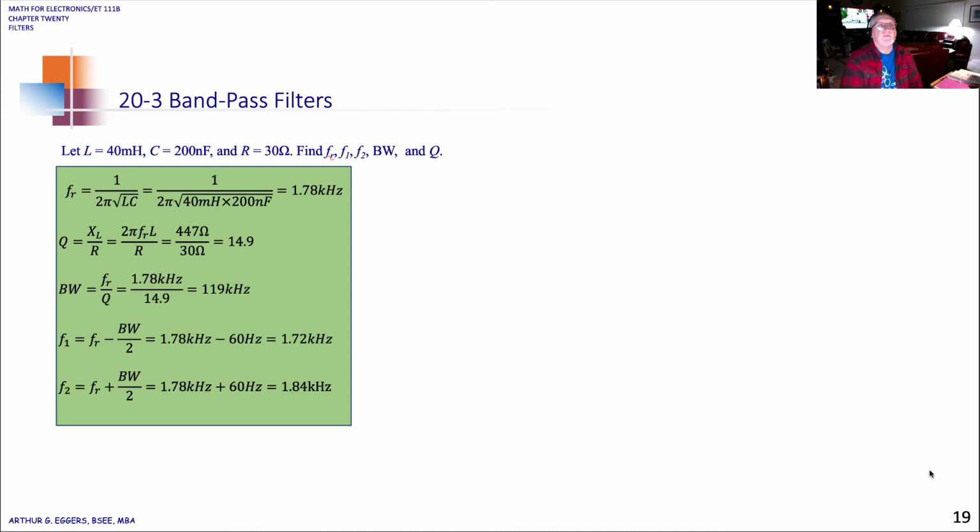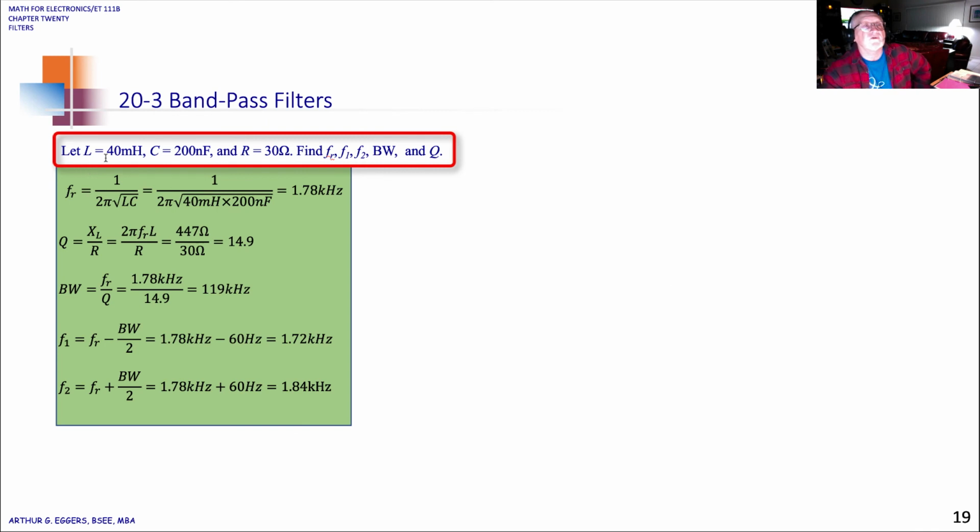In another example here, let's look at calculating the bandwidth and the Q given the inductor, capacitor, and the resistor values, 40 millihenries, 200 nanofarads, and 30 ohms. Okay, they also want us to calculate the frequencies, the resonant and the 2 cutoffs.